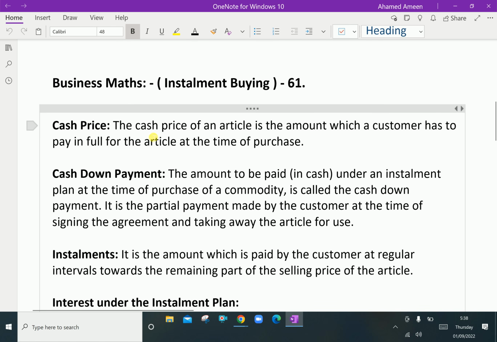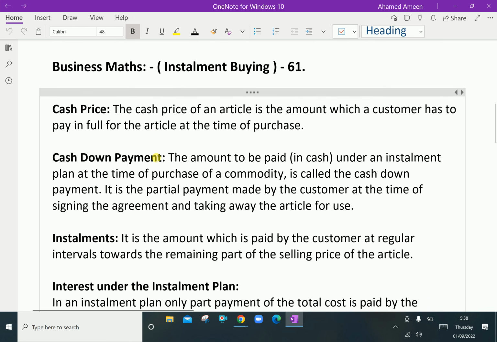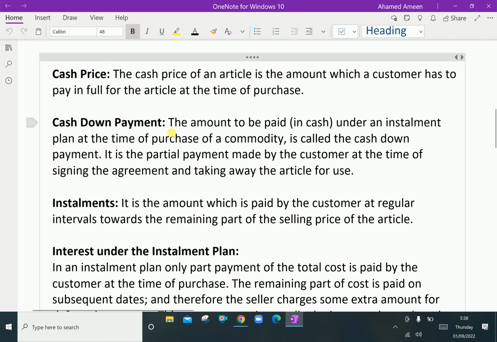Cash price. The cash price of an article is the amount which a customer has to pay in full for the article at the time of purchase. That means cash price is the total price to be paid by the customer to purchase a particular item.